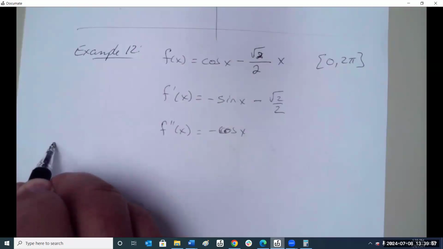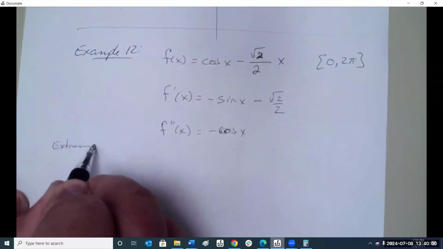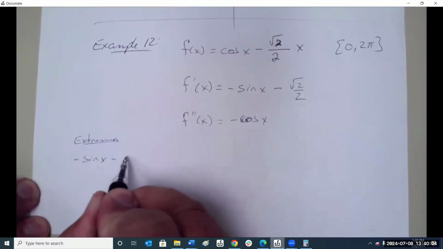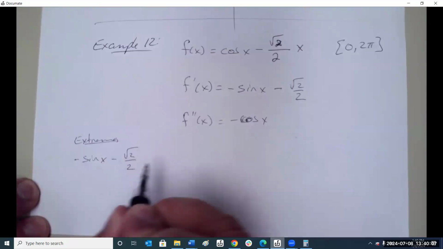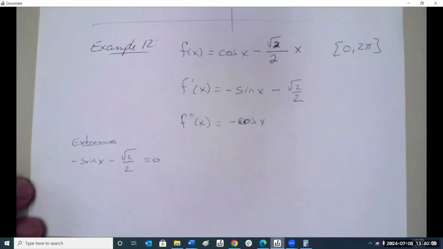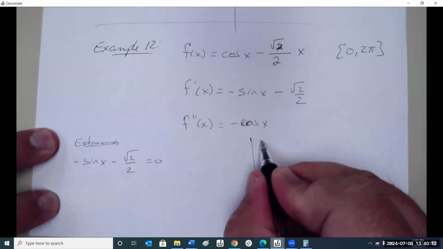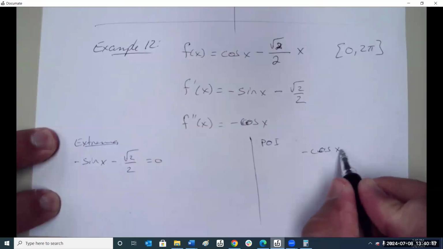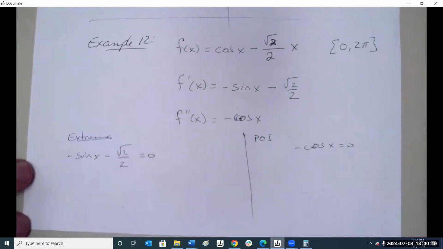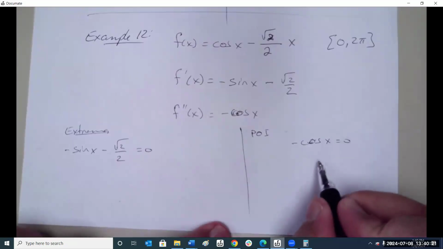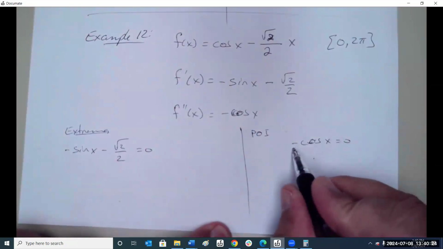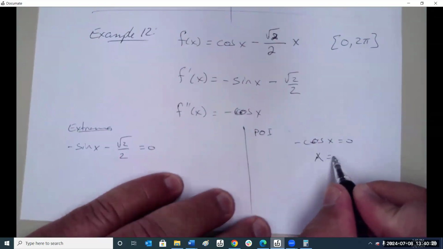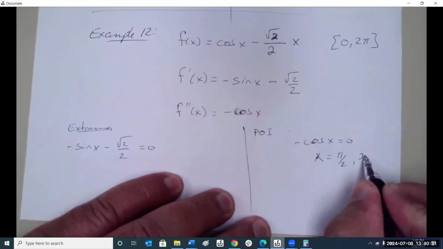So extrema: we set negative sine x minus square root of 2/2 equal to 0. And then the point of inflection, set negative cosine of x equal to 0. And we know that cosine x is 0 at pi/2 and 3 pi/2.